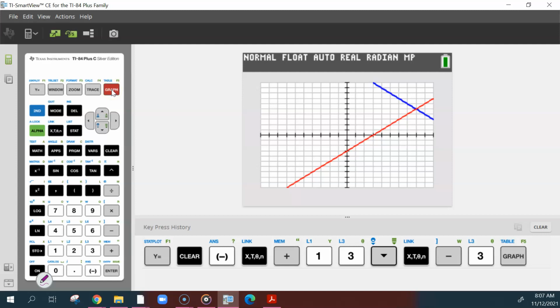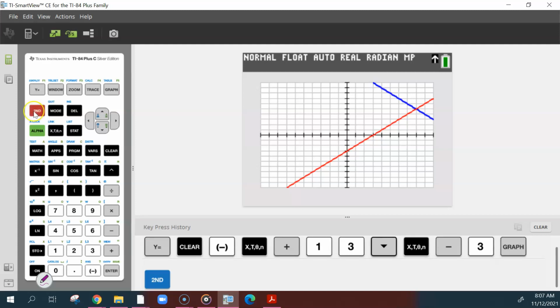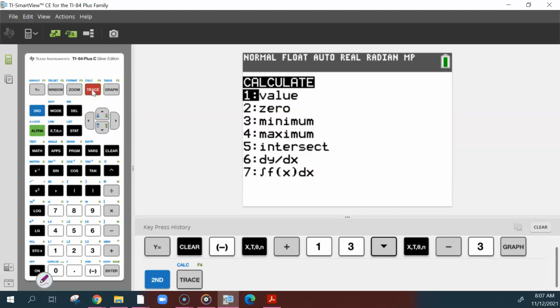You should be able to see where they intersect. You could count it, but you may not have your grid lines on. So to be as accurate as possible, to make sure that is indeed the point, you could have your calculator figure out what that intersection point is. If you go into second, trace, your calculate menu, you're looking for where they intersect, so number 5.